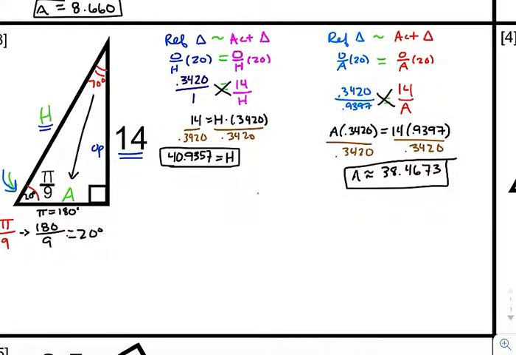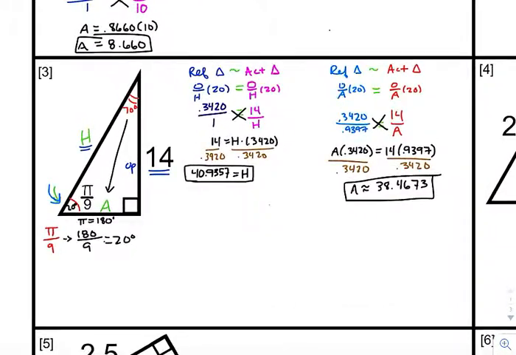We can check this with the Pythagorean theorem, and I have a strong suspicion it's going to work out just fine. 14 squared is 196, added to 38.4673 squared, equals about 1676. If we take 40.9357 and square it, again we have about 1676. So checking with the Pythagorean theorem, rather than just reasoning logically through the Hinge theorem, we're able to check our results without having an answer key.